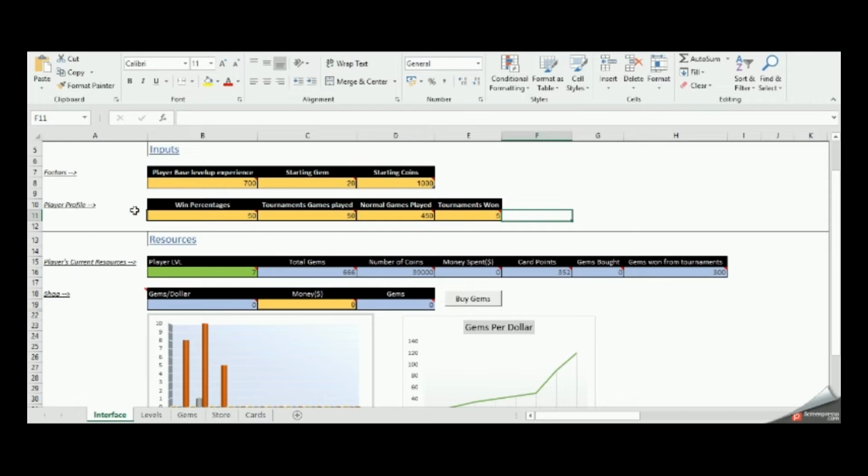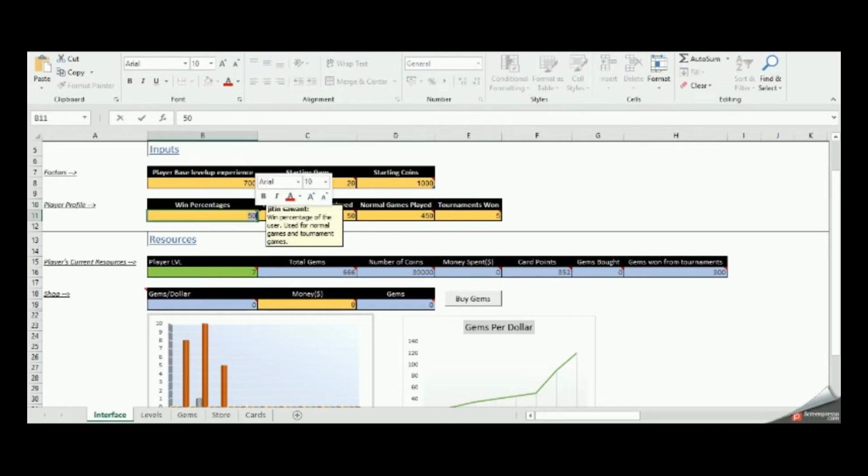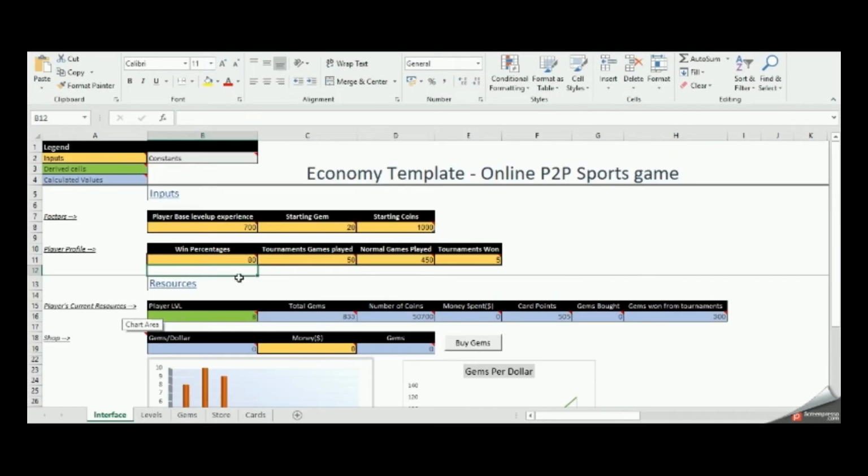So here we have the player profile. Basically these inputs will decide which kind of player you want. Say if you want a really good player, you can set the win percentage to about 80. If you say 80, he just increased in level, right? Before, let's go back to 50, he was at level 7.